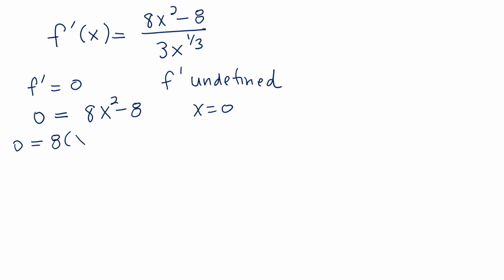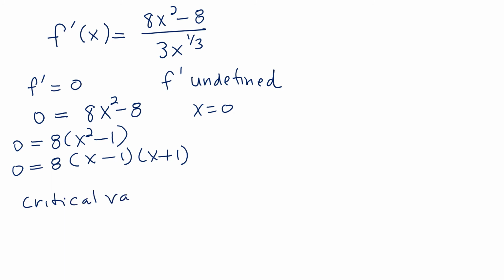8 is common, factor that out. So you have 8 times (x² − 1). Factor the difference of squares, so you'll have (x − 1)(x + 1). Then we have critical values at x = −1, at x = 0, and at x = 1.